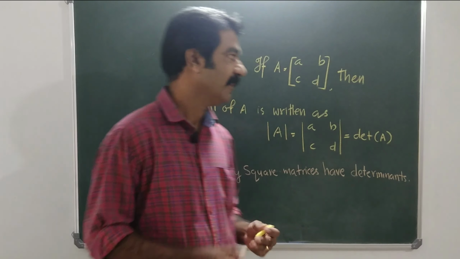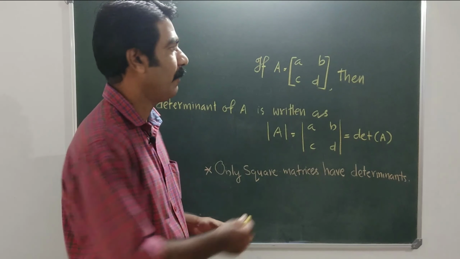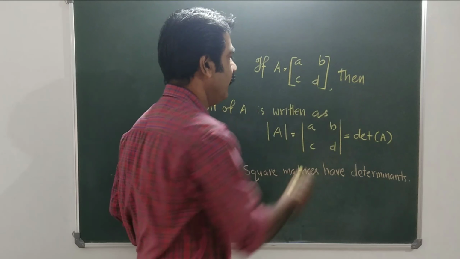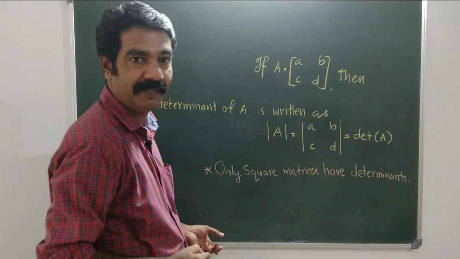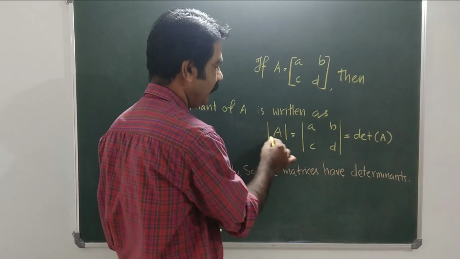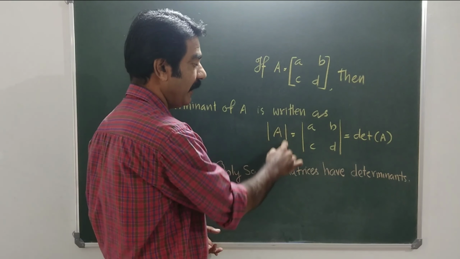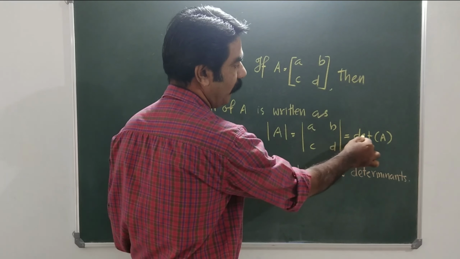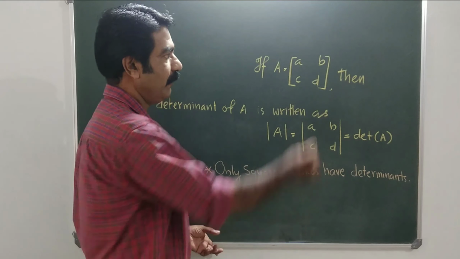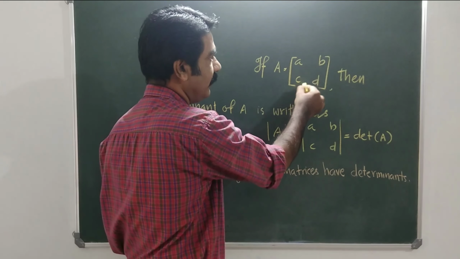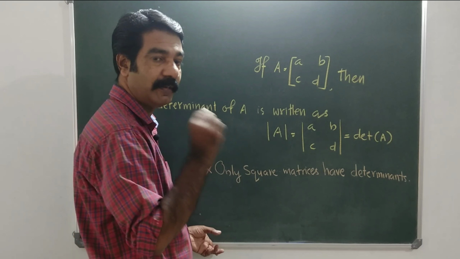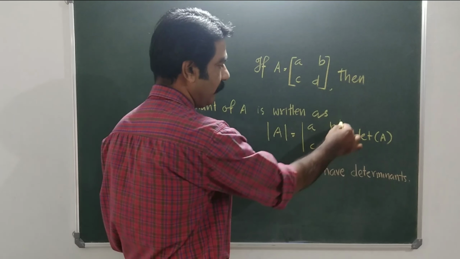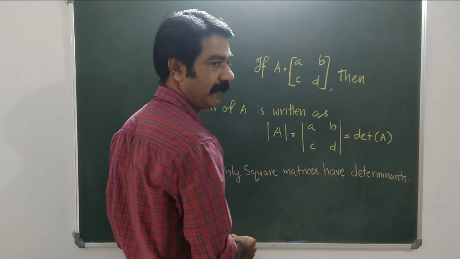Welcome back. If A is equal to matrix a, b, c, d, a square matrix of order 2, then the determinant of A is written like this. Determinant A is equal to determinant a, b, c, d. Also we can write det A.